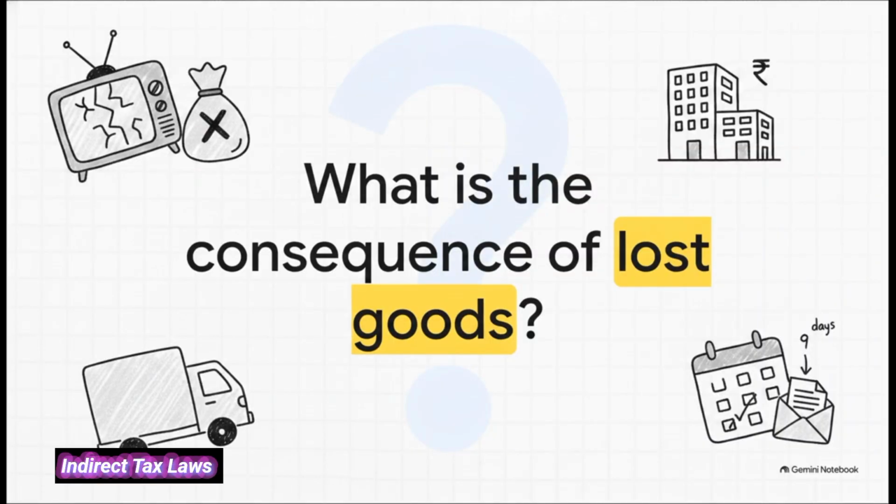Farsights is having a really rough month. They lose 200,000 rupees worth of TVs in transit, just completely destroyed. They hire unregistered transport, they pay a prime location lease fee to the housing board, and to top it all off, they file their tax return 9 days late. What does all this mean for their final liability?